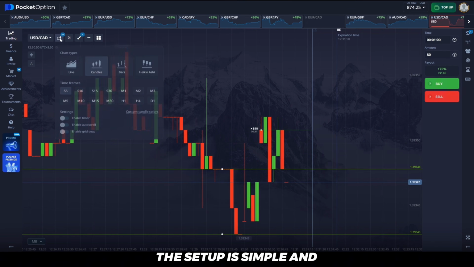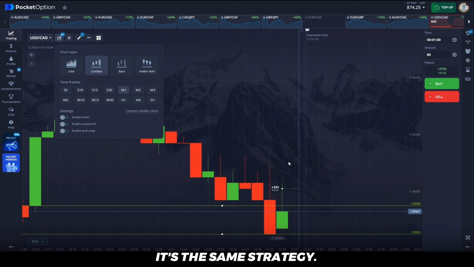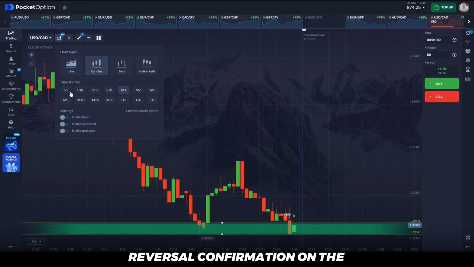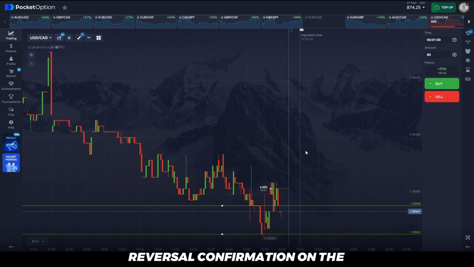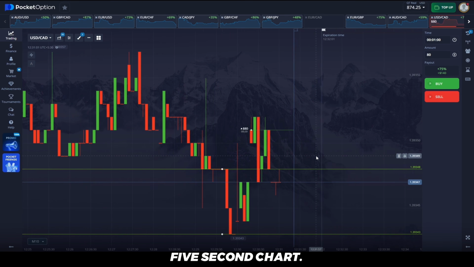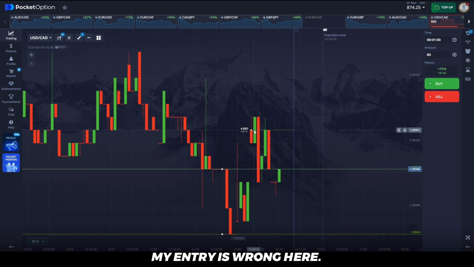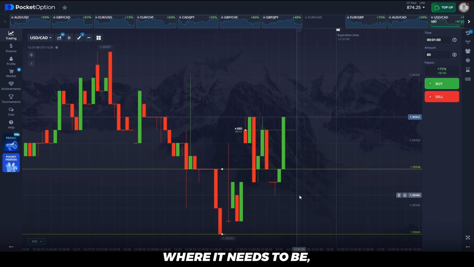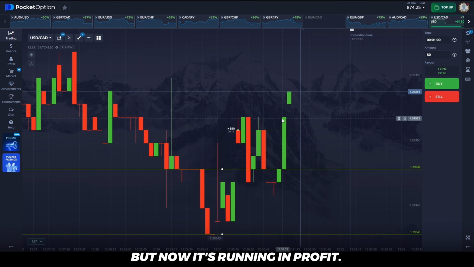The setup is simple and it's the same strategy. Price hit the support zone and it gave reversal confirmation on the 5-second chart. My entry is wrong here. It's quite high from the level where it needs to be, but now it's running in profit.